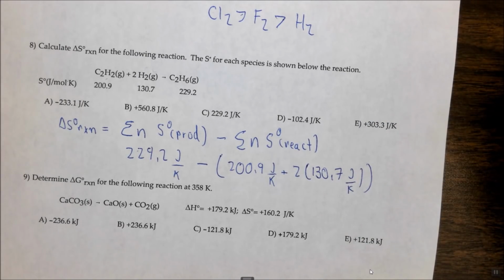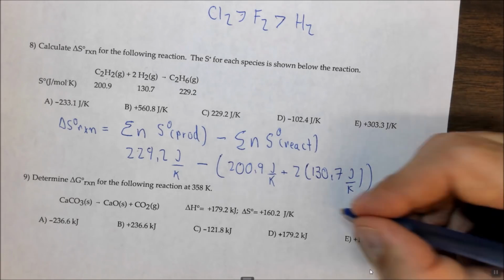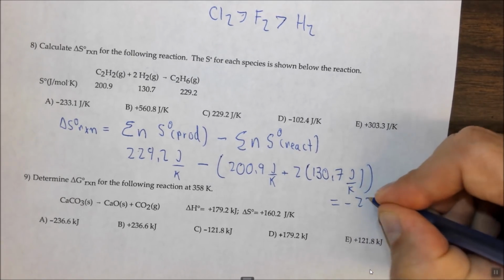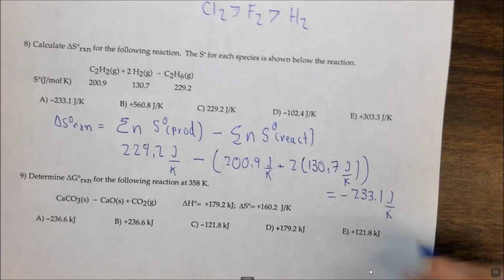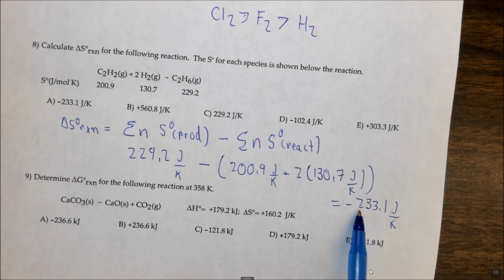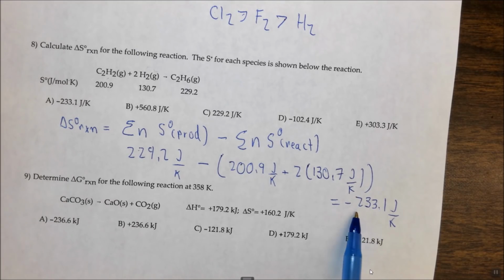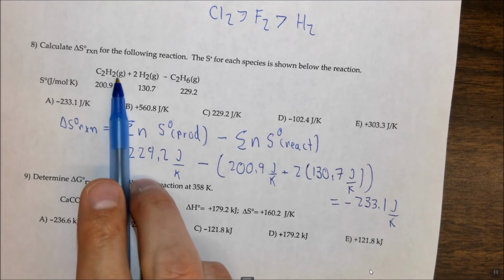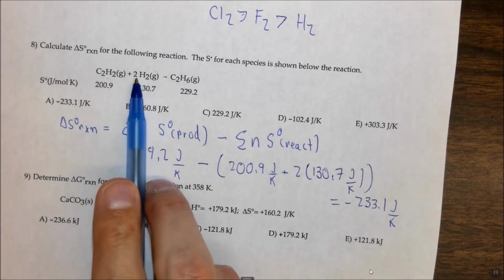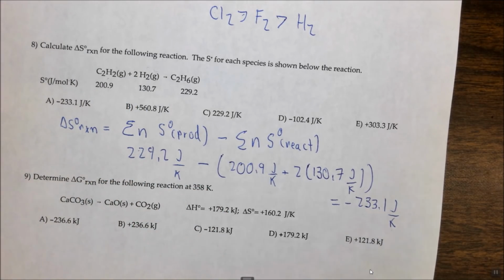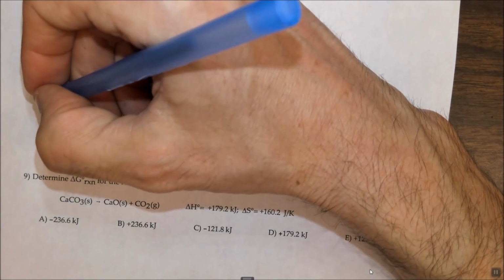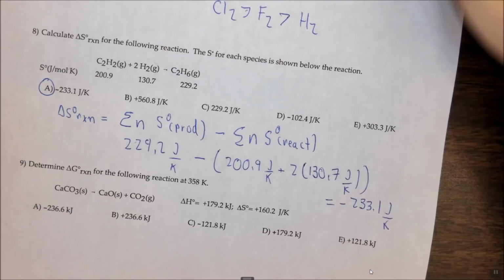When you do that math, you get that it's equal to negative 233.1 joules per K. So entropy has decreased because this is negative. That makes perfect sense. We have 3 moles of gas, 1, 2, 3, forming 1 mole of gas. Entropy has gone down. So here we've gotten a negative entropy. And in this case, the answer to the question is A.